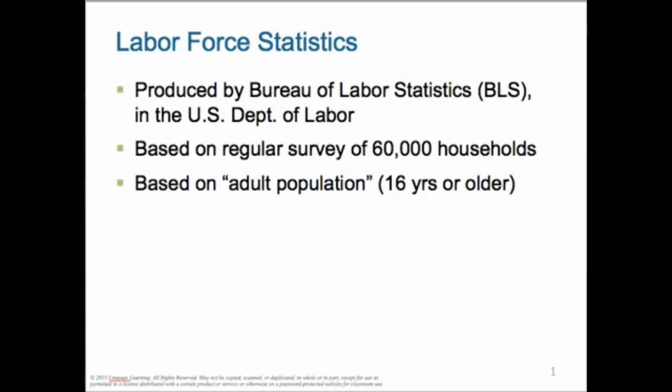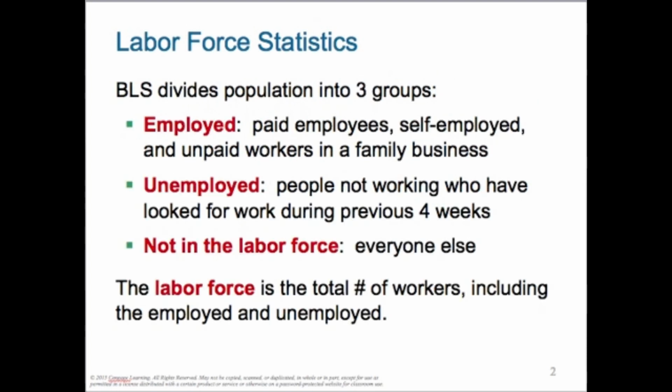Generally speaking, they are based on regular surveys of 60,000 households, and on the quote unquote adult population, which is folks that are 16 years or older. The BLS divides the population into three groups: the employed, the unemployed, and those not in the labor force. The employed are paid employees. They could be self employed or unpaid workers in a family business as well. So, paid employees, the self employed, and unpaid workers in a family business.